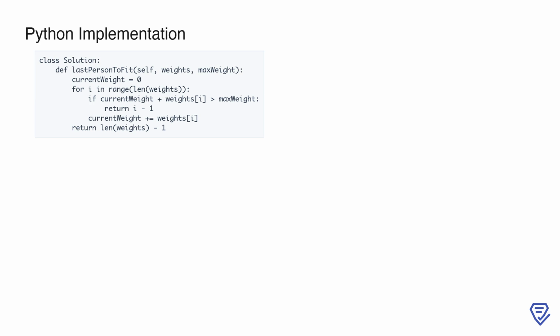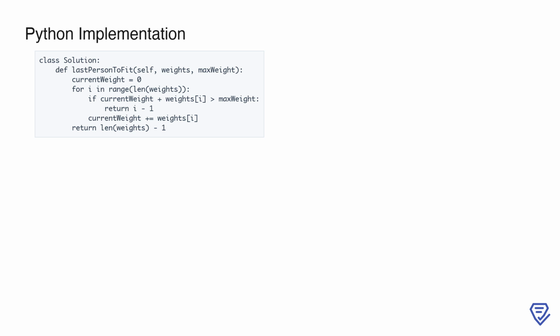This Python implementation solves the problem of identifying the last person who can fit into the elevator without exceeding the maximum weight capacity. The class Solution includes a method lastPersonToFit that takes a list of people's weights and the elevator's maximum weight capacity as inputs.